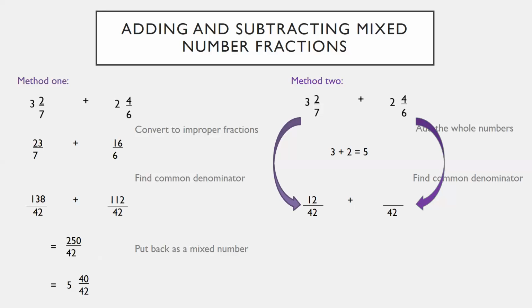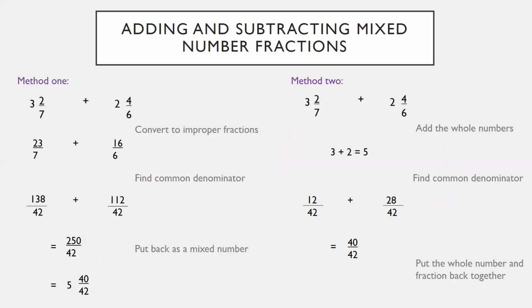And then again, this side, remember, was times by 7. So 4 times 7 gives me 28. And then I'm just adding up the numerators to give me a final answer of 40 over 42. And then the final step is we need to put all these things back together. So the whole numbers that we added up here, we ended up with 5. The fraction is 40 over 42. So the final answer is all of that put back together.